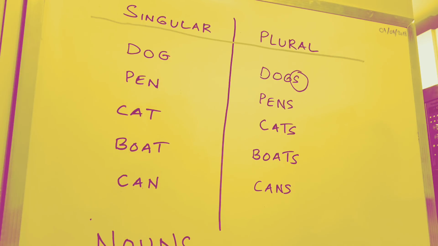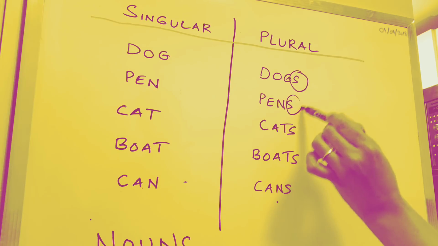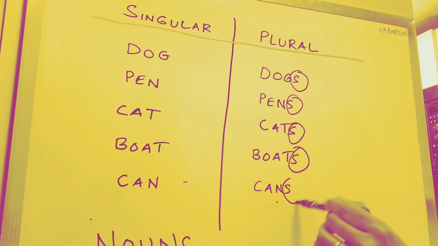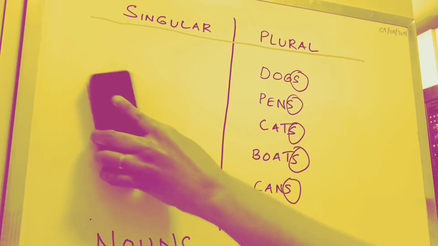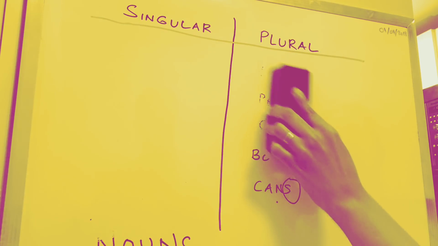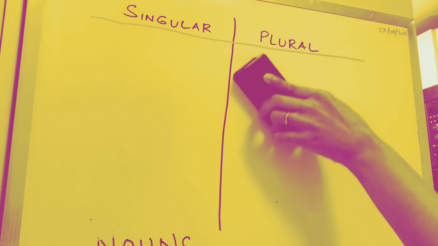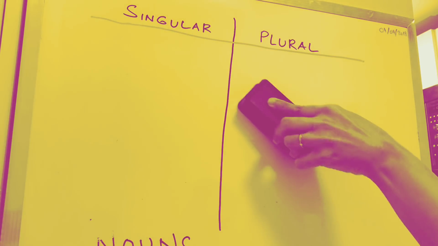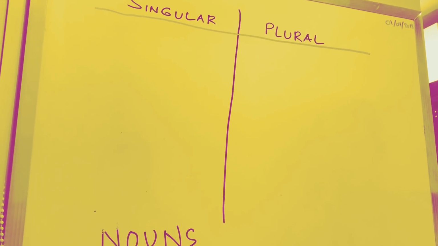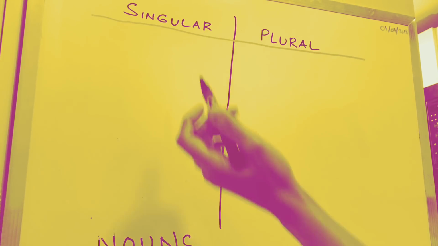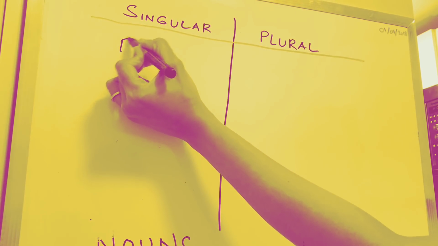Okay. So these nouns, when we turned them into plural, we just added an S. It was really easy. You see, S, and it became plural. But if you are using nouns like, let's write it here. So I'm going to take this off. So let's write here.